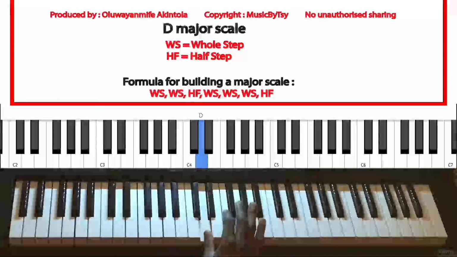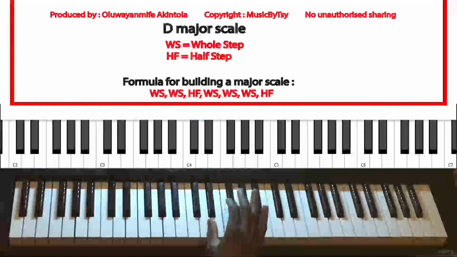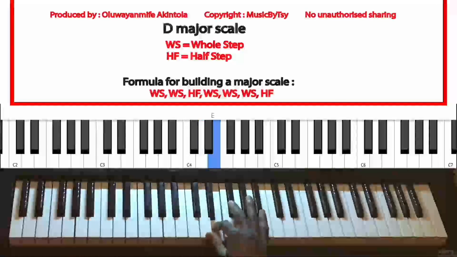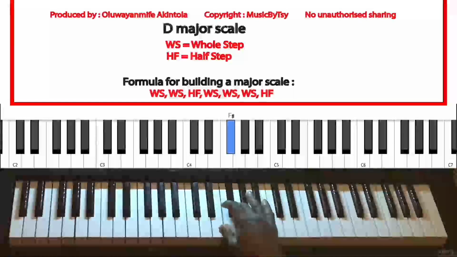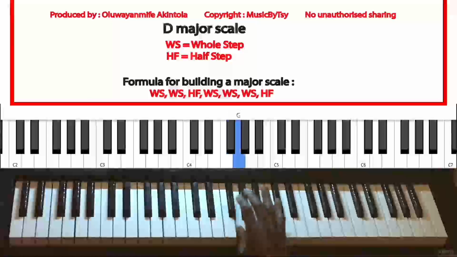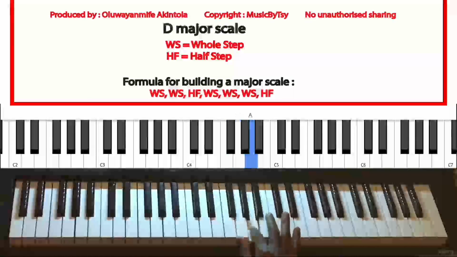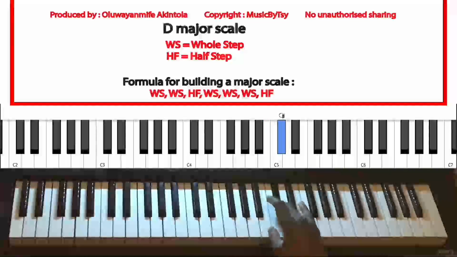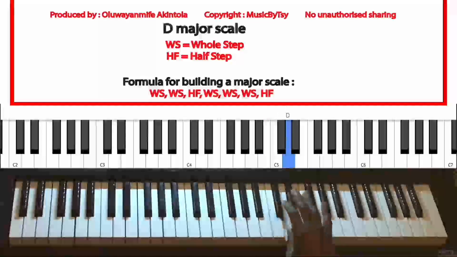So yeah, let's start. Let's build a major scale for the key of D. Starting from the key of D, we're going to take a whole step, and then a whole step again, and then a half step, and then a whole step, and then a whole step, and then a whole step, and then a half step. See that? Let's do that again.